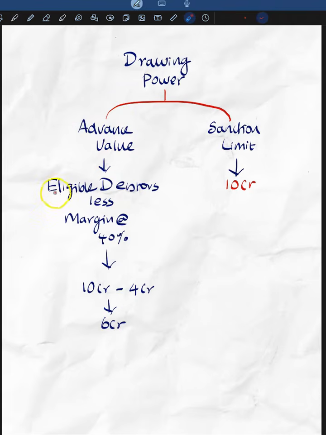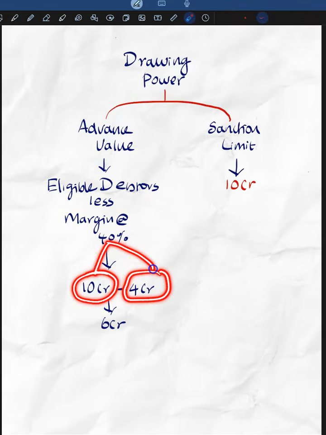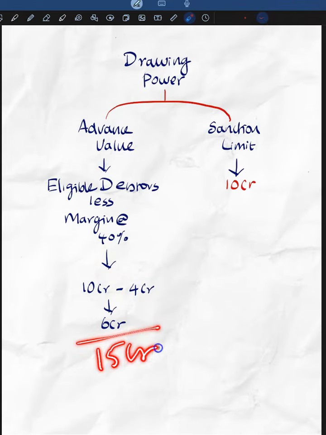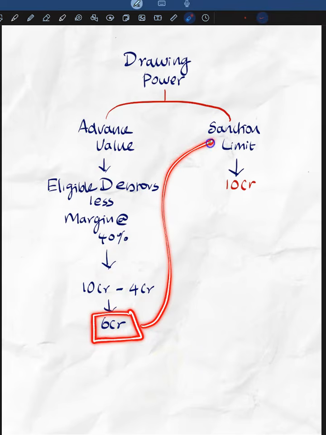Now we have to calculate the advance value. Advance value is nothing but taking the eligible debtors, reduce the margin at the rate of 40%. So out of 15, only 10 crore is the eligible debtor. From that, let us deduct the margin at the rate of 40% on 10 crore, which works out to 4 crore. So the advance value for these debtors is only 6 crore, even though company has submitted debtors for 15 crore. Now, this 6 crore advance value has to be compared with the sanction limit of 10 crore.